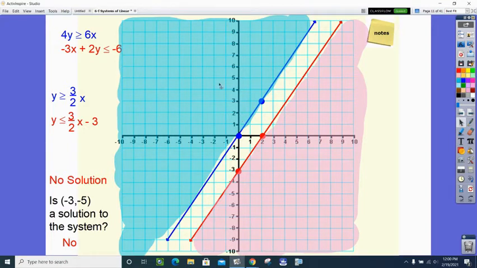You also could have left the blue one the way it is and just flipped the red one the other way around. And then the double shading would have been up above the blue one here. So don't think that just because they're parallel, there's no solution. It's because of the way the inequalities are pointing that made this one not have a double shading area.